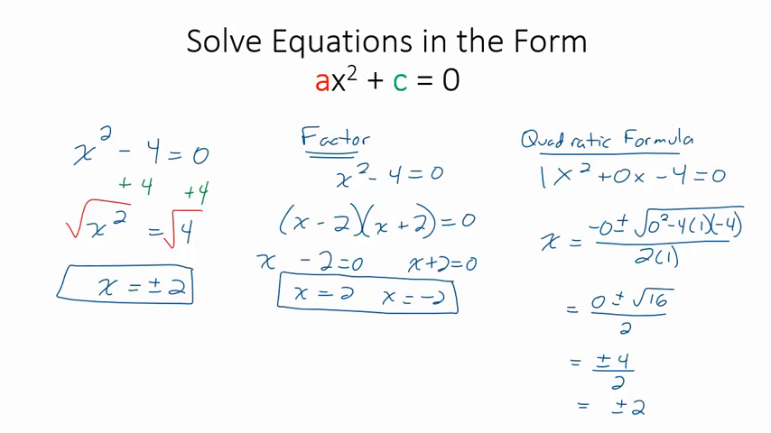Now, which method do you like better? I agree. This method right here is the fastest way to do the problem when you don't have a B term in there, okay? Easy, easy, easy. Now, I want to show you one other type of problem that's in this form, but a little bit different.